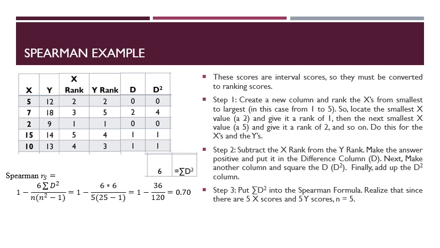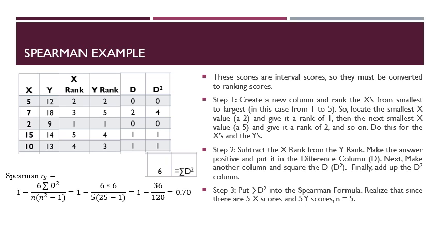If you plotted these X and Y values originally, say point A would be 5, 12. Point B would be 7, 18. Point C would be 2, 9. Point D would be 15, 14. And point E would be 10, 13.